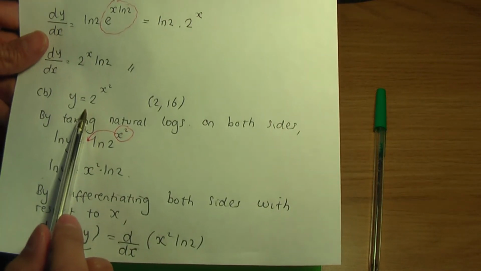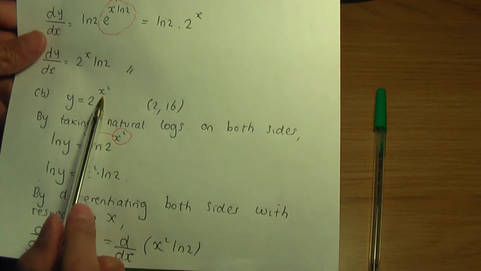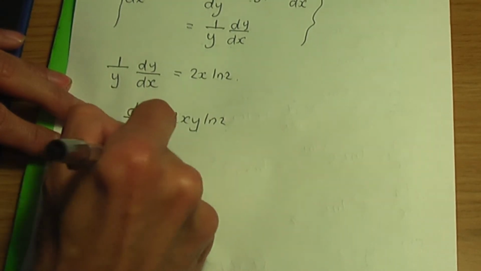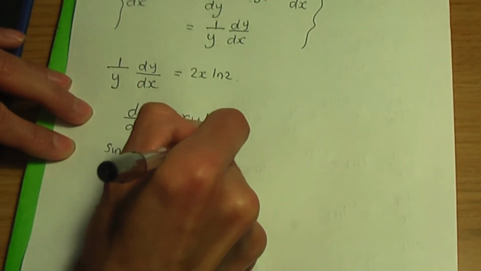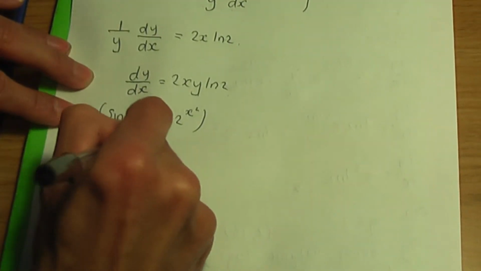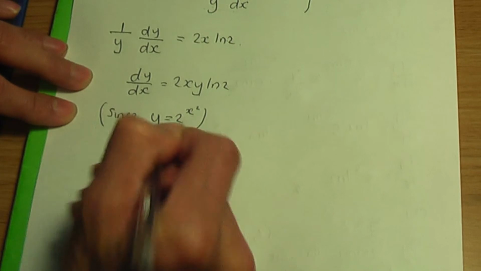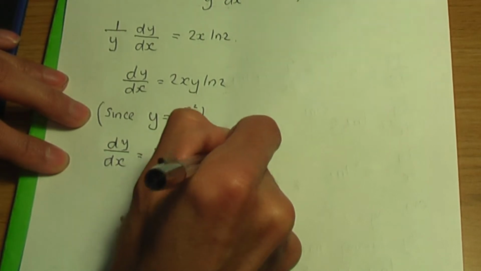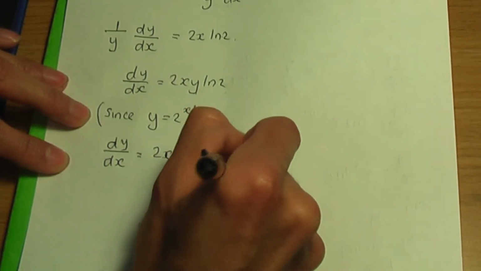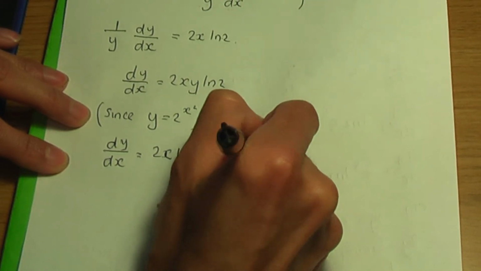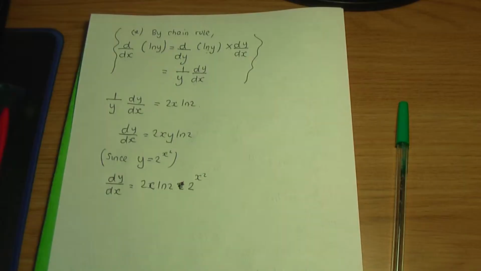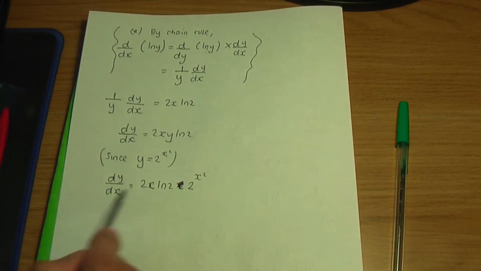And y is 2 to the power x squared. So since y is 2 to the power of x squared, let's put that into this result. Incorporating that will give us dy over dx, which is 2x ln 2 times 2 to the power x squared. So remember, y is 2 to the power of x squared, I basically replaced the y. So this is the solution for dy over dx.